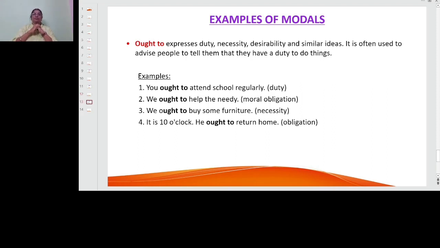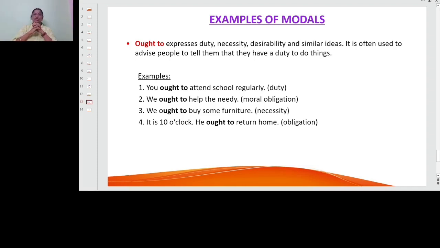Now, ought to. Usually we don't use it so much in the language, but it's a very important modal verb which you should use in daily language, so your language will be good and apt. Ought to expresses duty, necessity, desirability and similar ideas. It is often used to advise people, to tell them that they have a duty to do things. You ought to. You have an obligation. Necessary it is. You must do that.